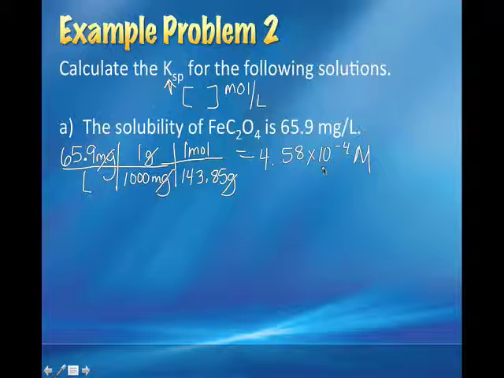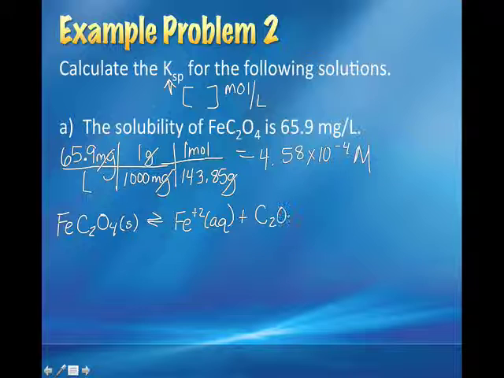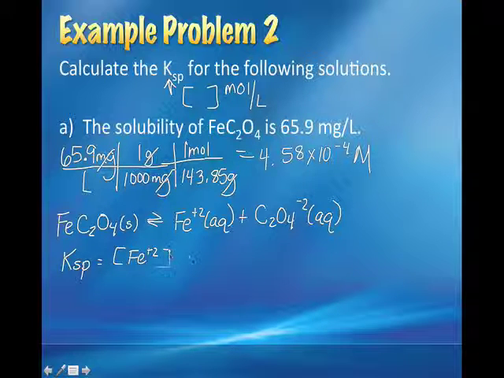So I'm going to hang on to that for 1 second, and I'm going to write out what actually happens to this when I put it in water. What is the reaction for it dissolving? So we have the iron 2 oxalate, solid. You put it into water and you get 1 iron and 1 oxalate. So I know then that my expression is equal to the concentration of the iron ions times the concentration of these ions.